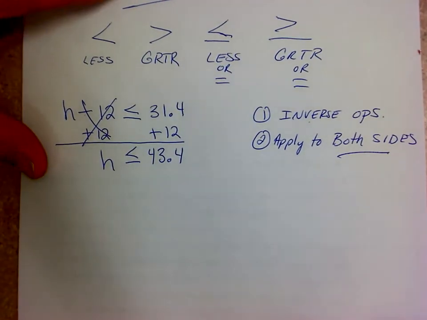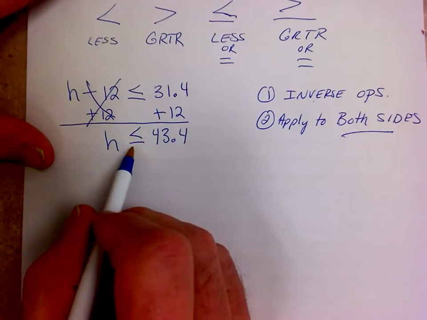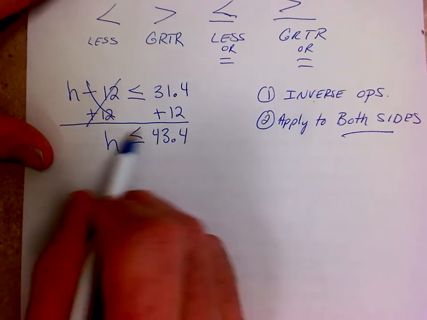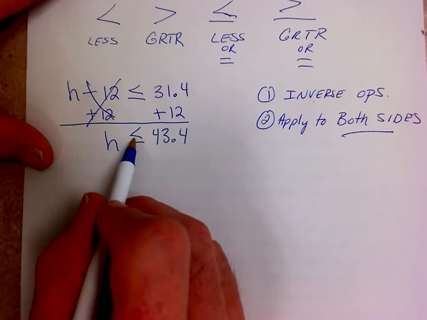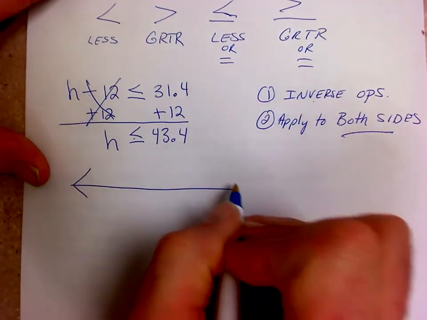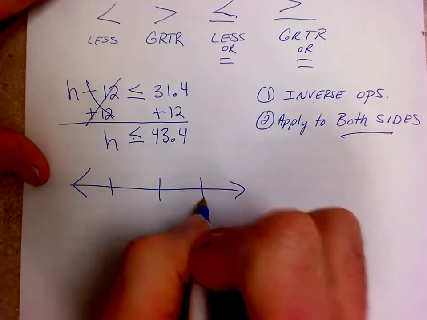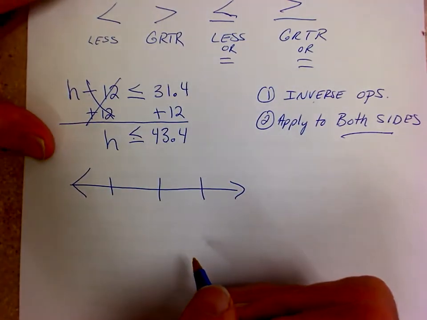Should look very familiar to you. It's exactly what we did the night before. Now the catch tonight, and we discussed this in class, is that h represents a lot of numbers. We have a lot of numbers that are less than 43.4. So we have to create a visual, which means we are now beginning to graph our equations.